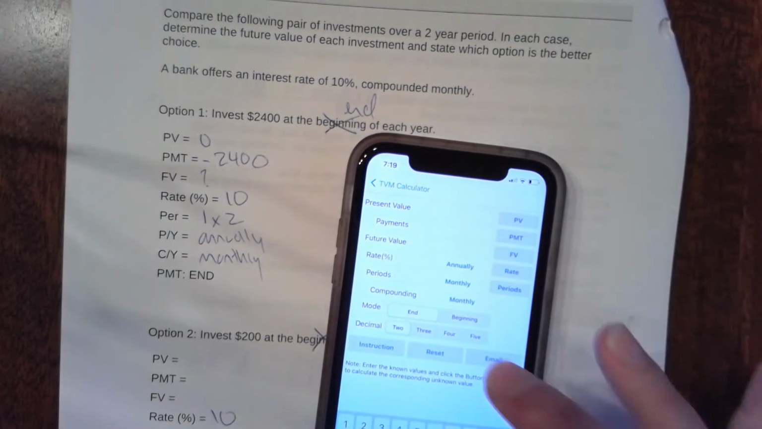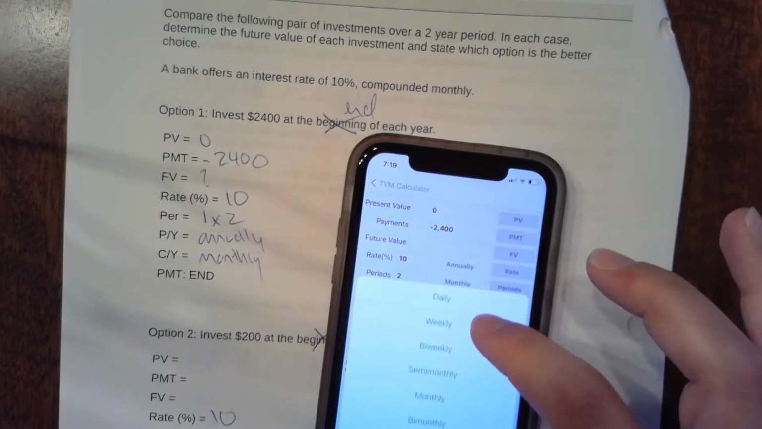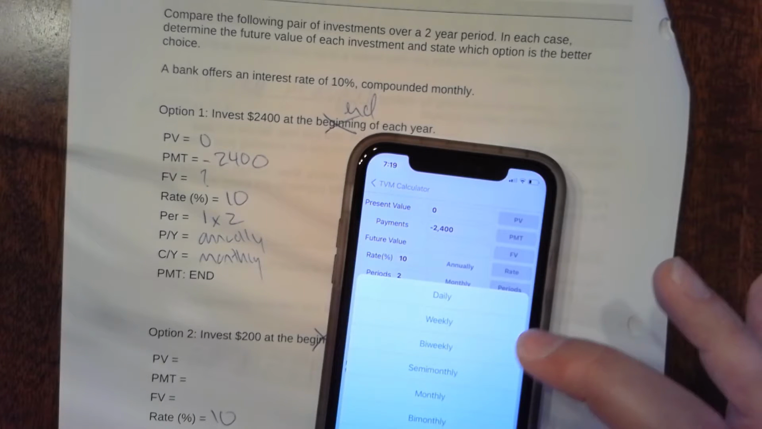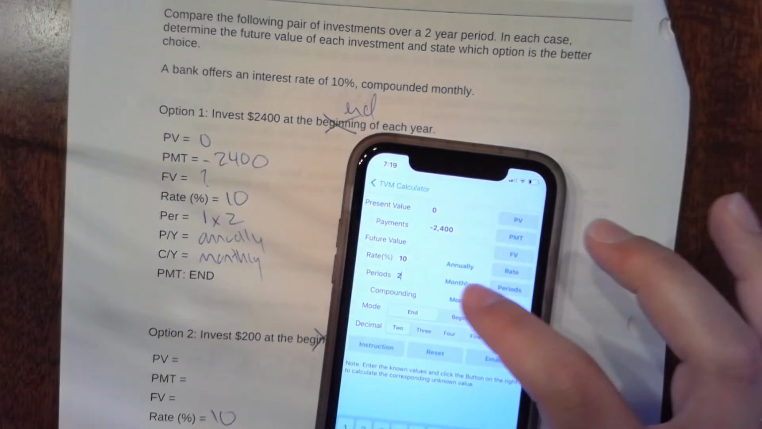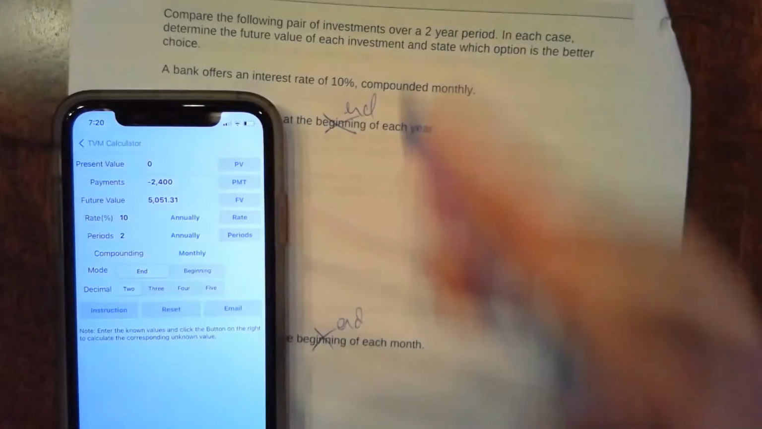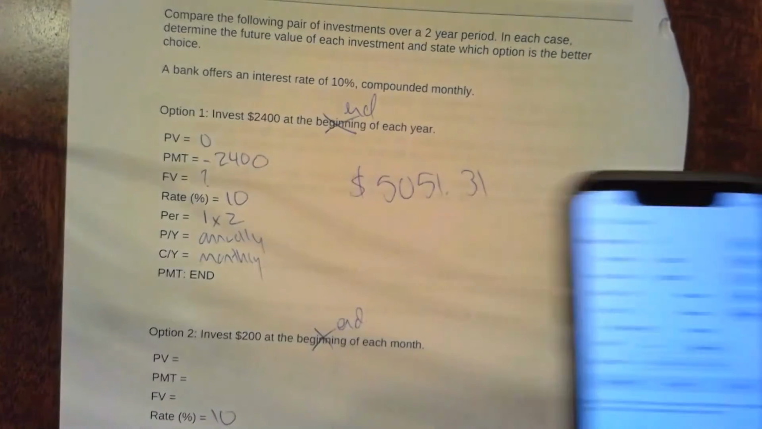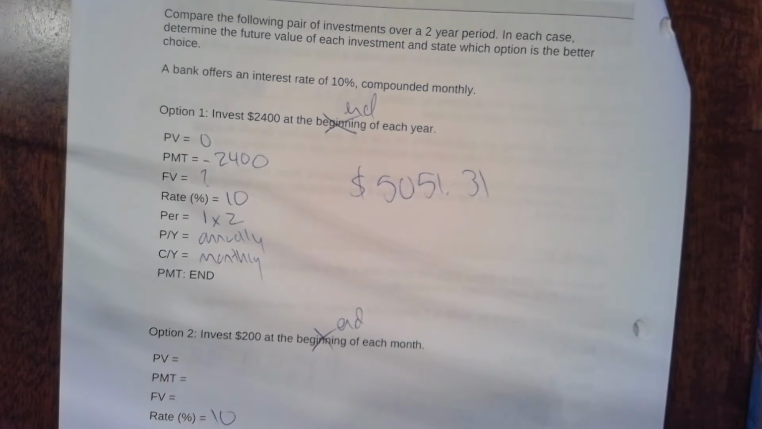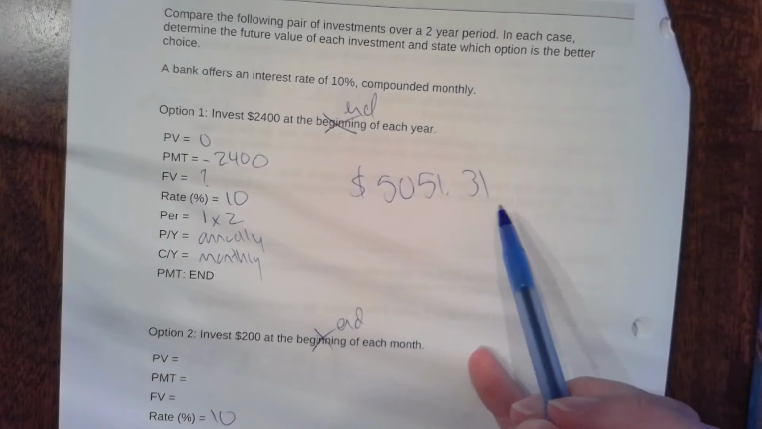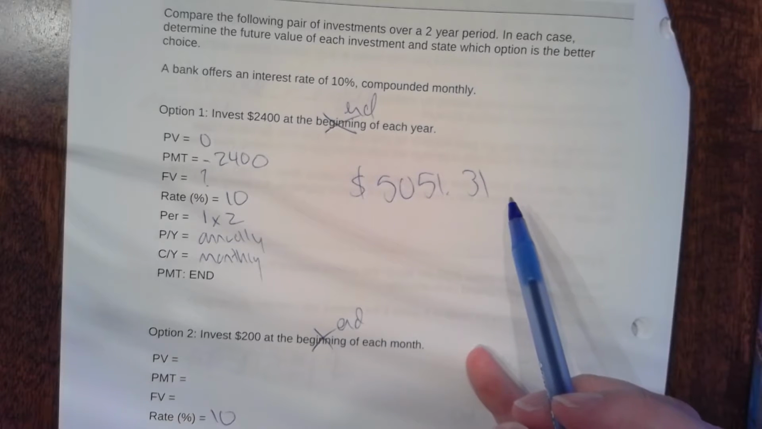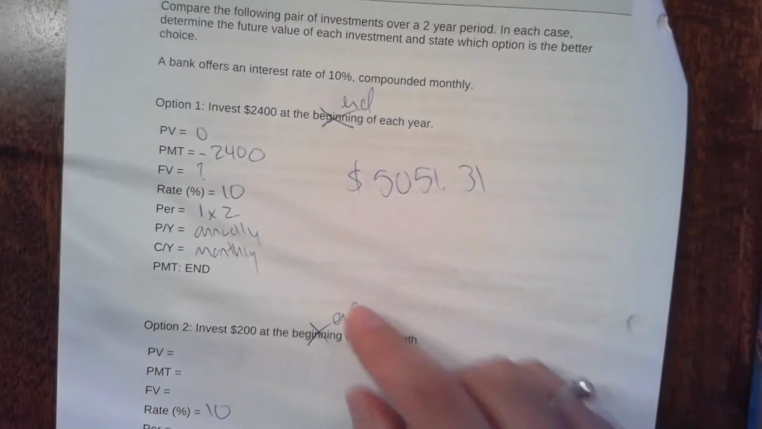Gotta reset and start over. All right, let's see. Okay, future value. So with this plan, I would have invested $4,800 and I would have gotten this amount of money out of it. So I would have made about $250. That's not bad. I'm not mad at that, but I'm not getting rich either.